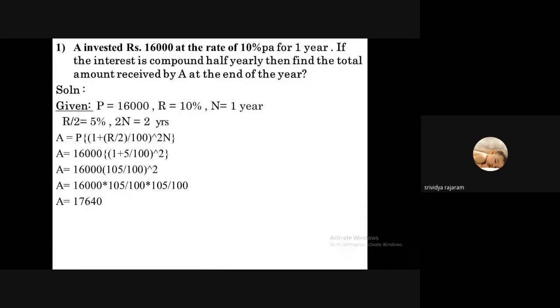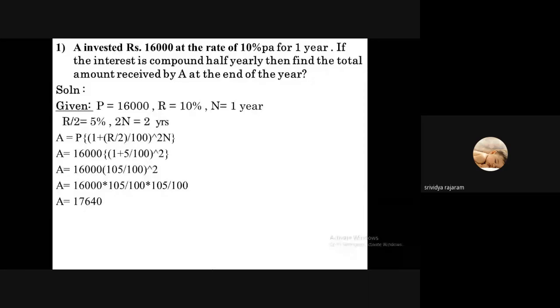So now we can substitute in the formula of half year. So A is equal to P into 1 plus R by 2 by 100, the whole power 2n. So P is given as 16,000 into 1 plus R by 2 value we calculated as 5%, so it is 5 by 100. The whole power n is given as 1, but in the formula we are having 2n. So 2 into 1 is nothing but 2. Taking LCM we will get 105 by 100 whole power 2. So 16,000 into 105 by 100 into 105 by 100. On the total, we are getting A as 17,640. So the total amount is being asked to find, right? So we have found A as 17,640.